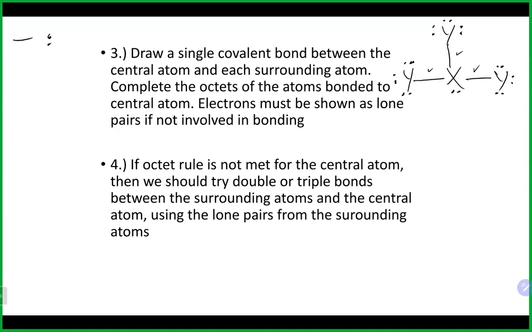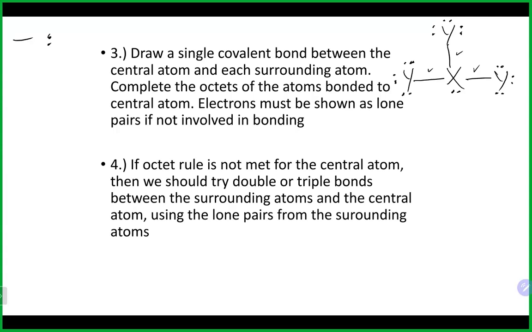Once you've done that, what you want to do is go around everybody and make sure that everybody has met that octet rule, that everybody has 8 electrons around it, except for obviously hydrogen that should only have 1 or 2 electrons around it. It is at that point that if somebody has not met the octet rule, that's when you should try a double bond to fix it. So you want to think of a double bond or even a triple bond as an effort to fix somebody that has not met the octet rule.